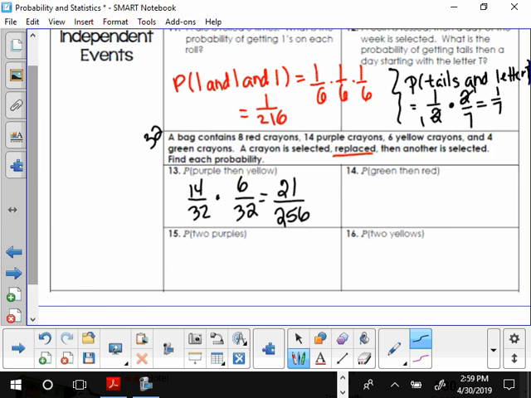I really prefer you just leave it as a fraction, but I'm not going to be real picky about that. 14, we're not going to work it, but when you have a minute, go back and make sure that you can get 1 over 32.